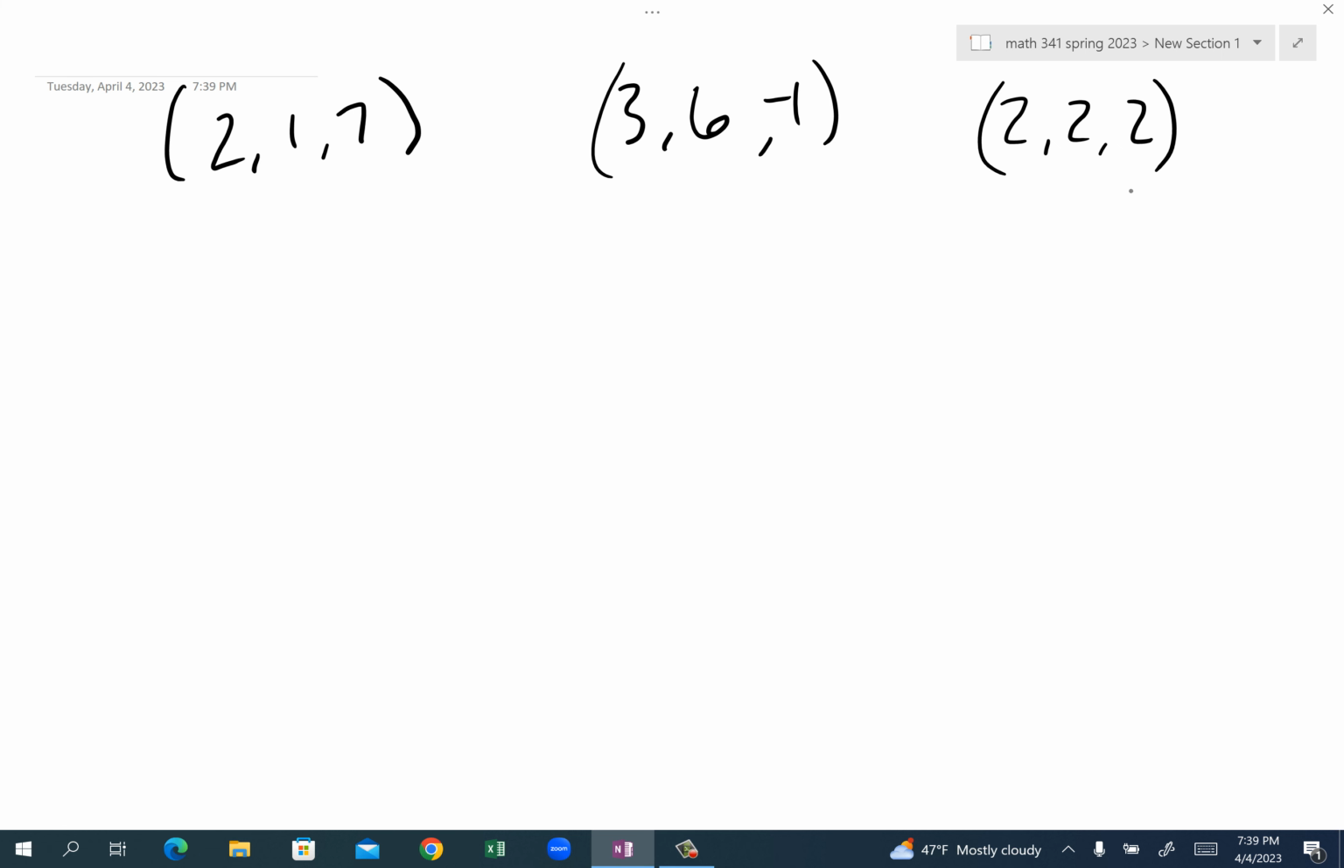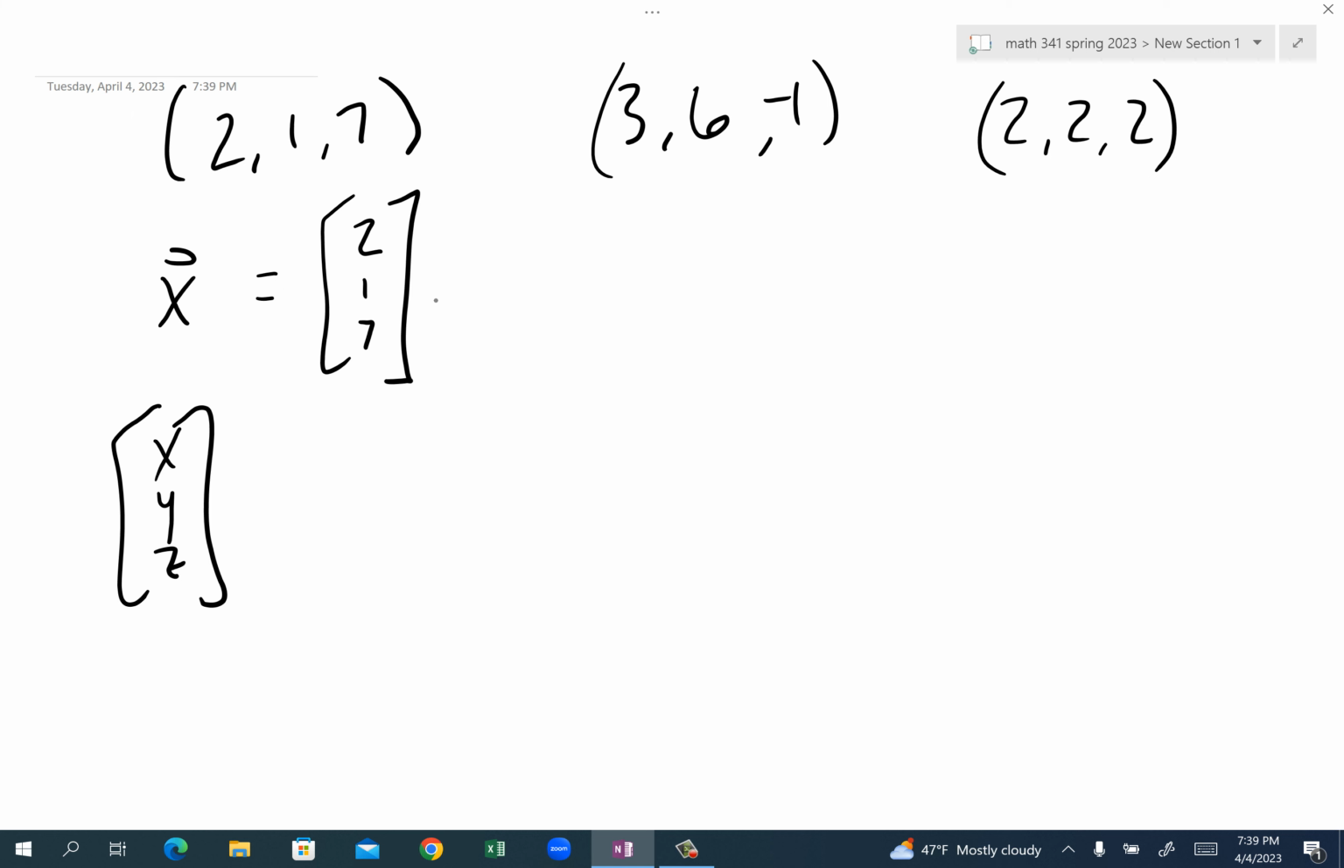Let's say you had these points: 2, 1, 7; 3, 6, -1; 2, 2, 2, whatever. Doesn't matter. Then x, again, that's a vector, which really just means x, y, z, if you will. X is equal to, I need a starting location, so pick one. Doesn't make any difference to me which one you pick. And then we're going to say s, rather, times our u vector.